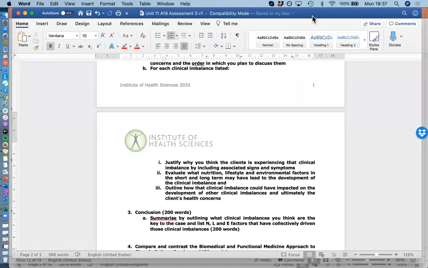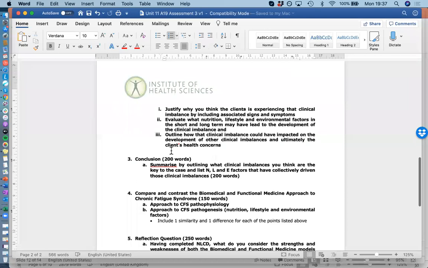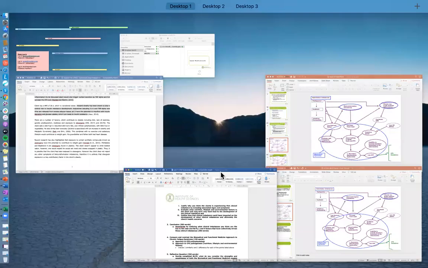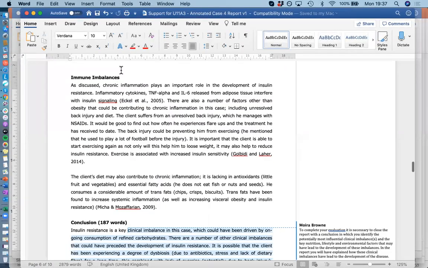And then finally, there's just a conclusion to this, just a summary. You summarize by outlining what clinical imbalances you think are key to the case and list the factors that have collectively driven them. And there's a good example in that case report.